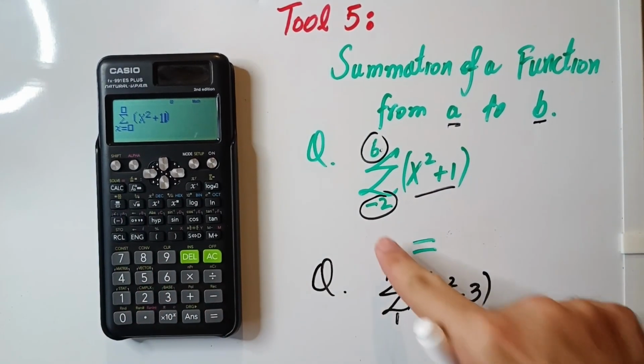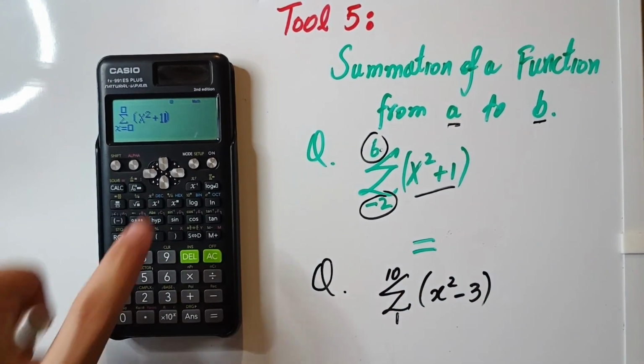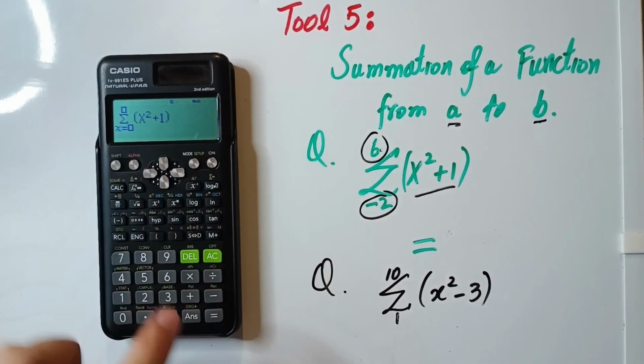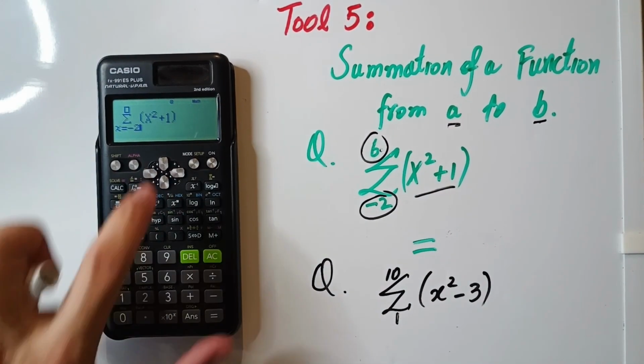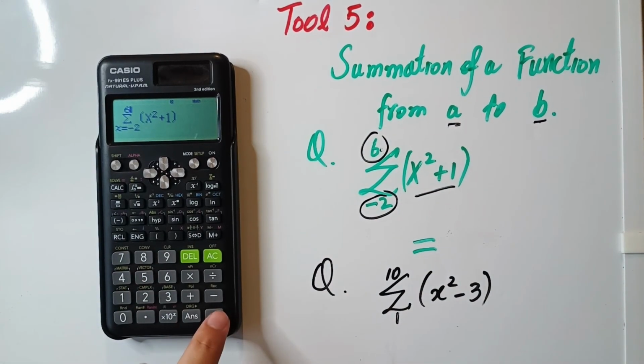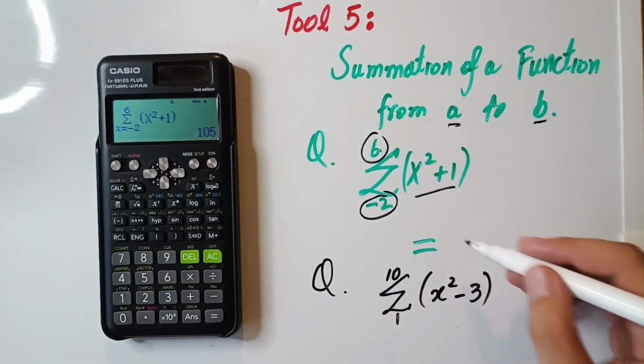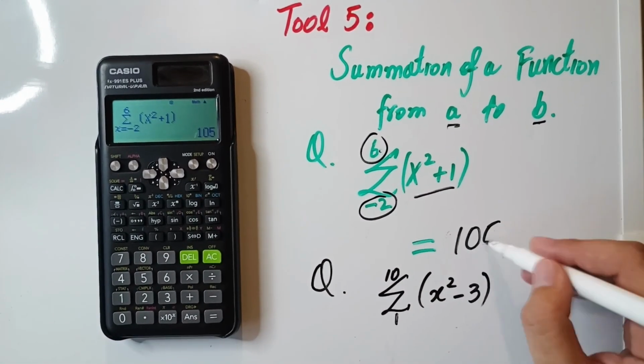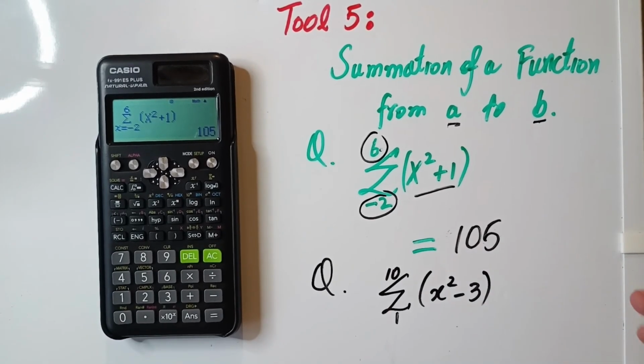So now we need to write the lower and upper boundary, and press the down button to write the lower boundary which is minus 2, press the up button to write the upper one, it is 6, and press equal to get the answer, and this is 105. So this is how we can sum a function from one given value to another given value. I will suggest you pause the video for a minute and try to do this question.